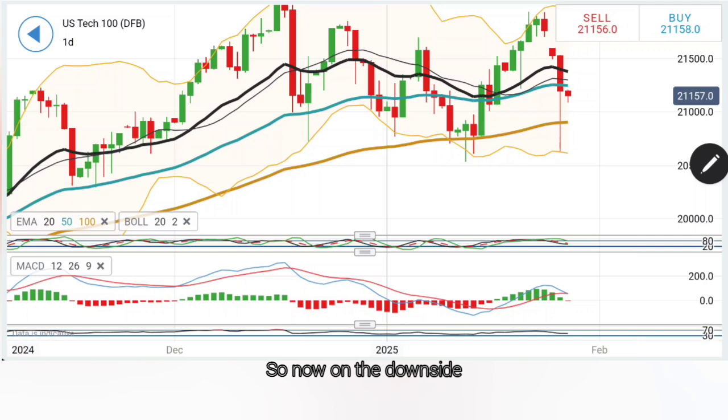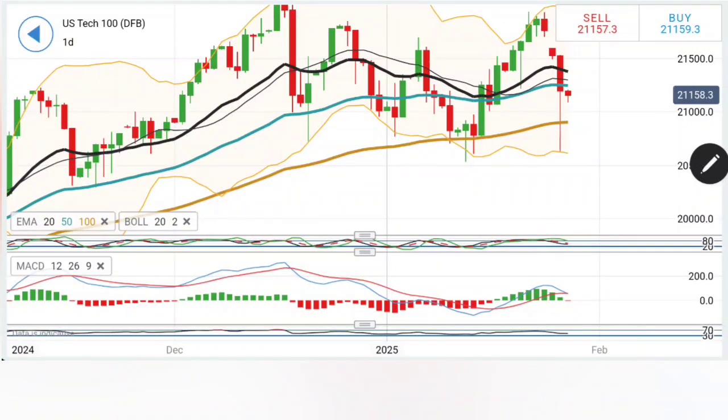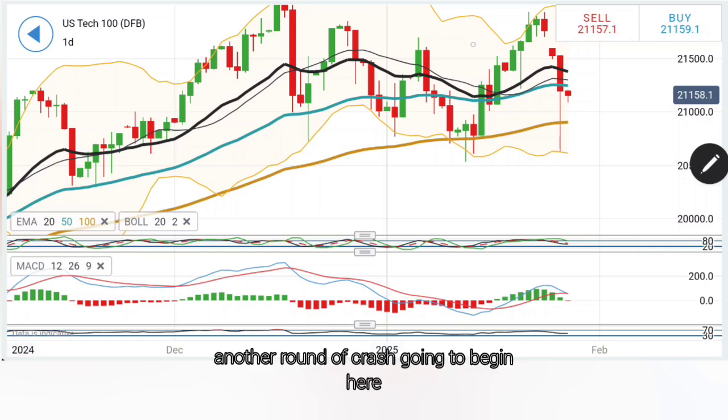So now on the downside, I will recommend a selling entry at 21,120, 100 levels. Expect 21,070, 21,040, 21,003 support levels, still 21,000, very strong support. Below this, you can expect it to move towards 29,900, the next strongest support, and 2,800, the strongest one. Below this, another round of crash is going to begin here.